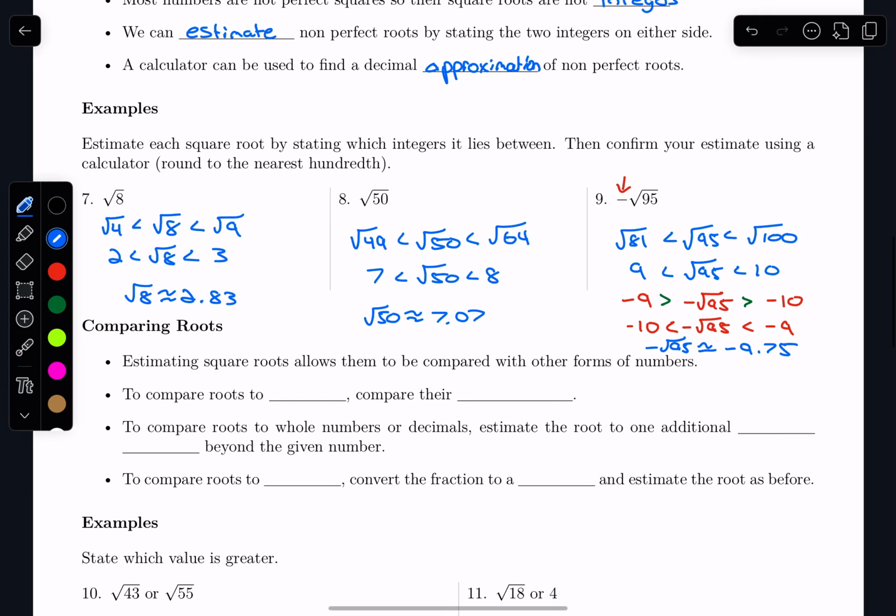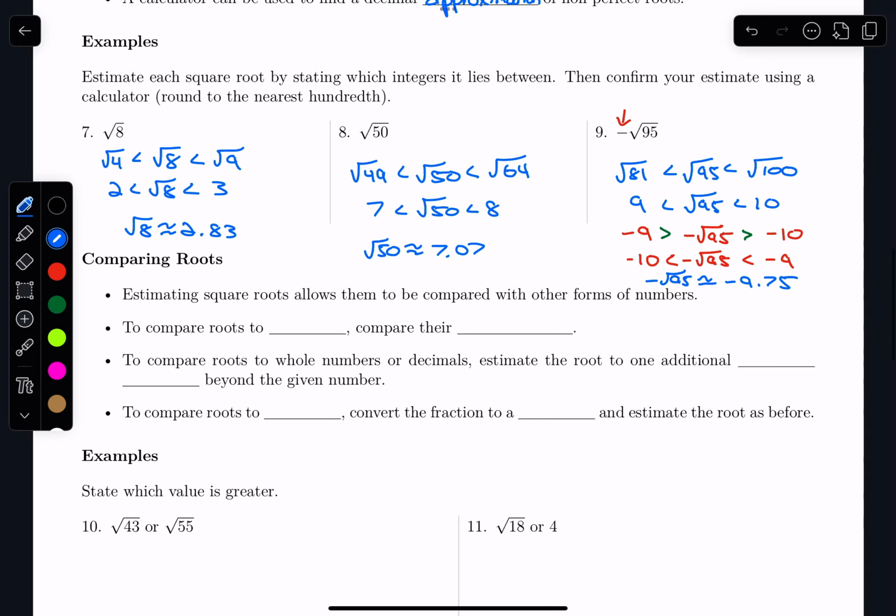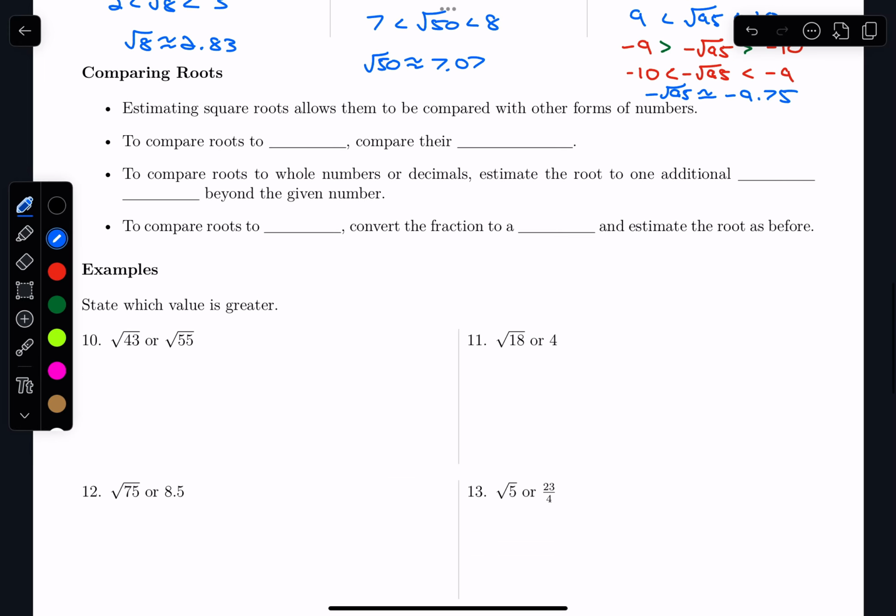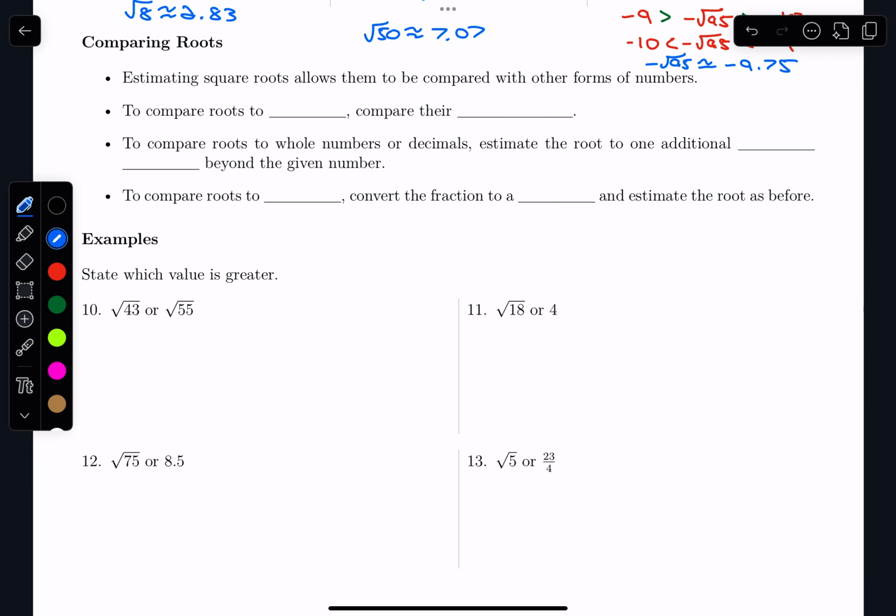All right, so now we're going to talk about comparing roots. We just saw how to estimate them, but that now means that we're able to compare different numbers. So estimating square roots will allow them to be compared with other forms of numbers. We've seen various forms in this class, so we know how to work with them all already. To compare roots to other roots, so if we have a square root and another square root, all we have to actually do is compare their radicands. And remember, we introduced this word at the beginning. The radicand is what's inside of the radical.